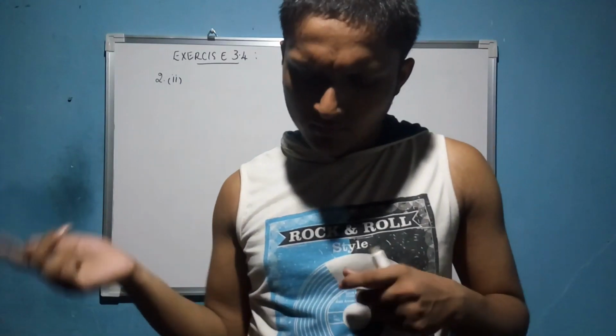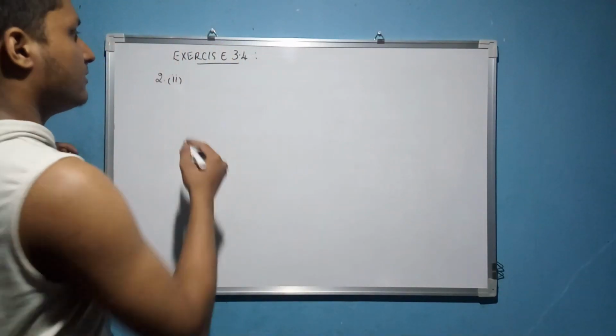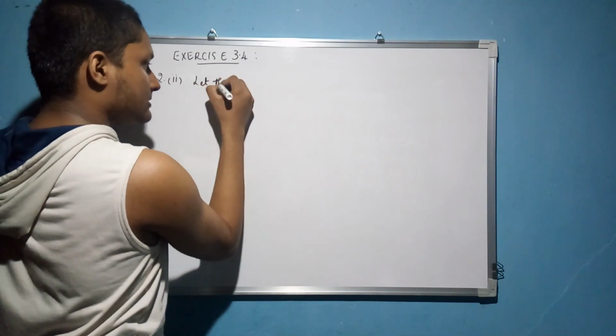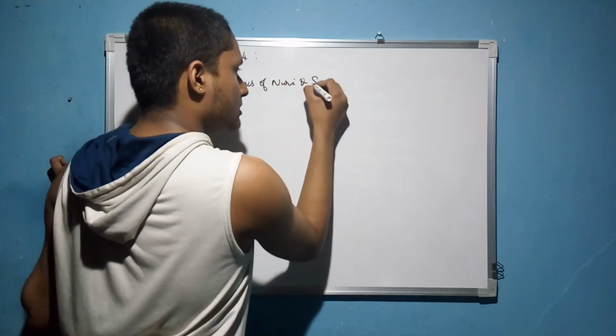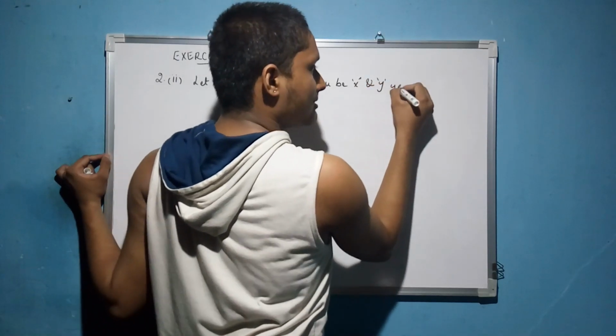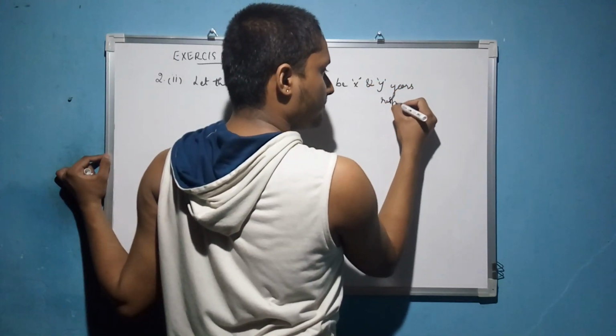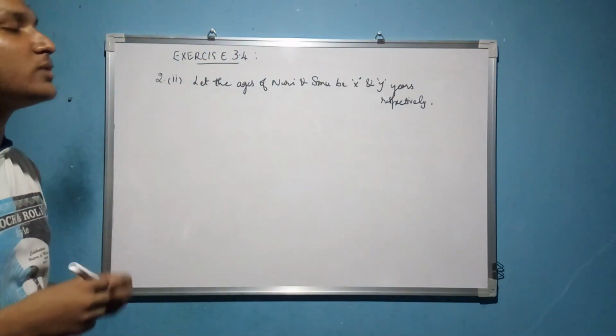So the question given here is, 5 years ago Noori was 3 times as old as Sonu. 10 years later Noori will be twice as old as Sonu. How old are Noori and Sonu? For that we'll take, let the ages of Noori and Sonu be x and y years respectively. Okay, that is Noori as x years and Sonu as y years.